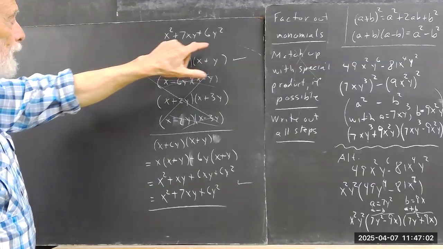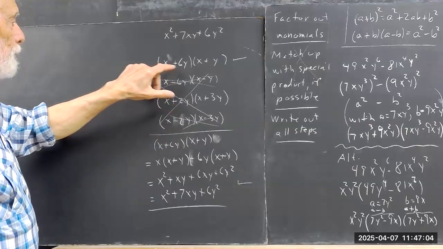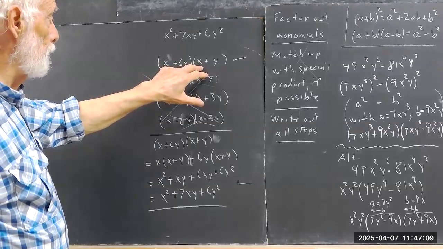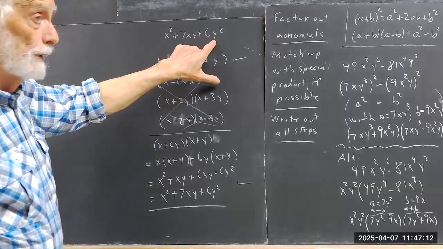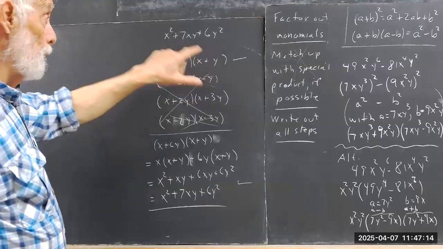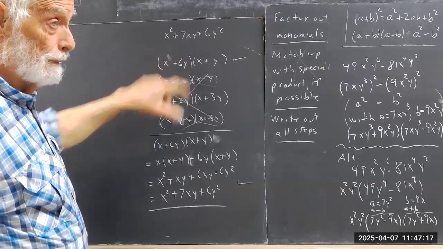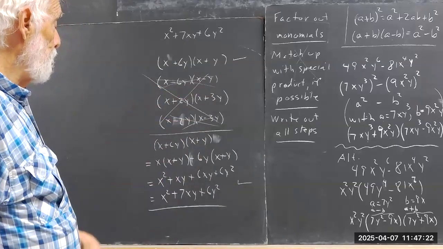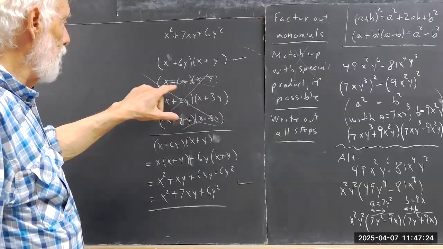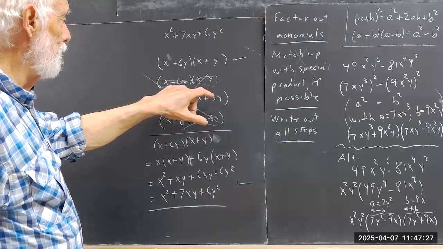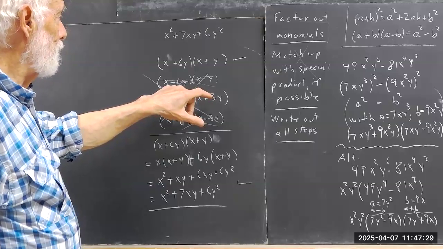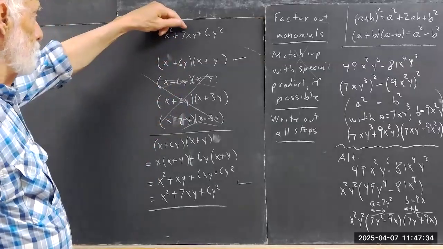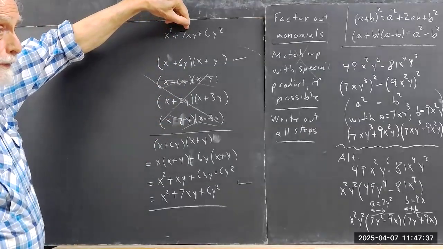Okay. Now, I know that I can write this as x plus 6y times x plus y, maybe, because that gives me the x squared, and the 6y times y gives me the 6y squared, right? Now, whether we get the 7xy or not, we'll have to see. I could also write out x minus 6y times x minus y, but I disregard that because I'm going to get a minus xy here and minus xy from here. And they're both going to be negative. We're never going to get a plus 7xy.